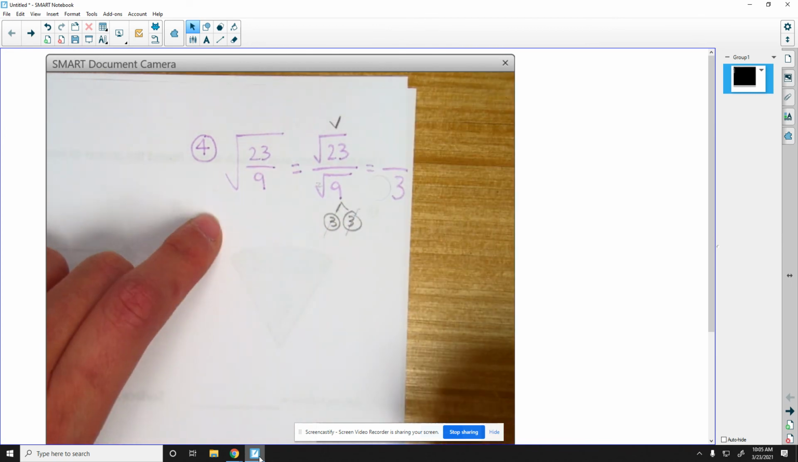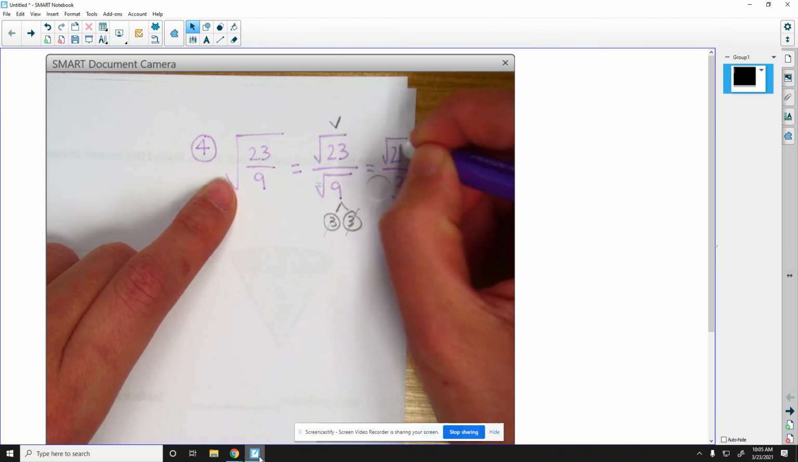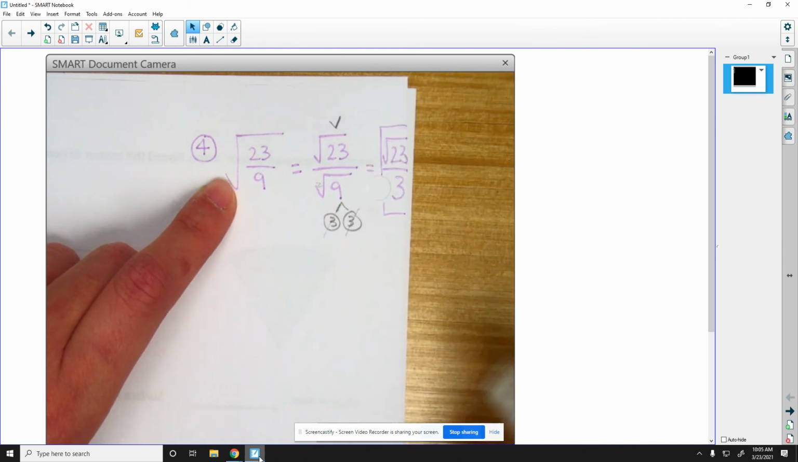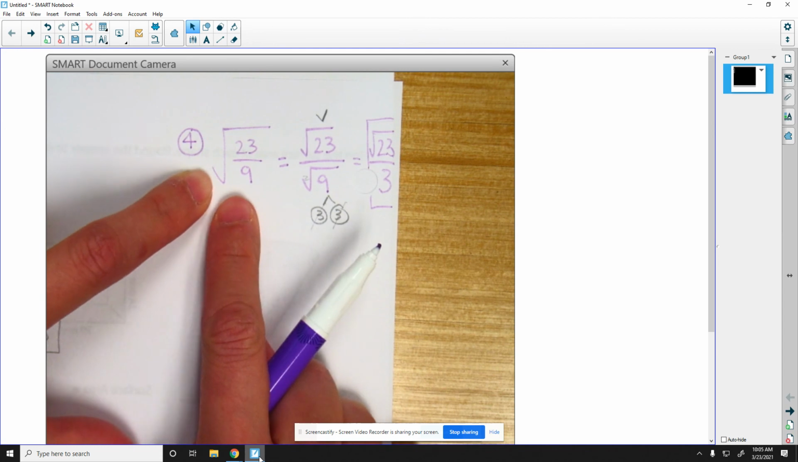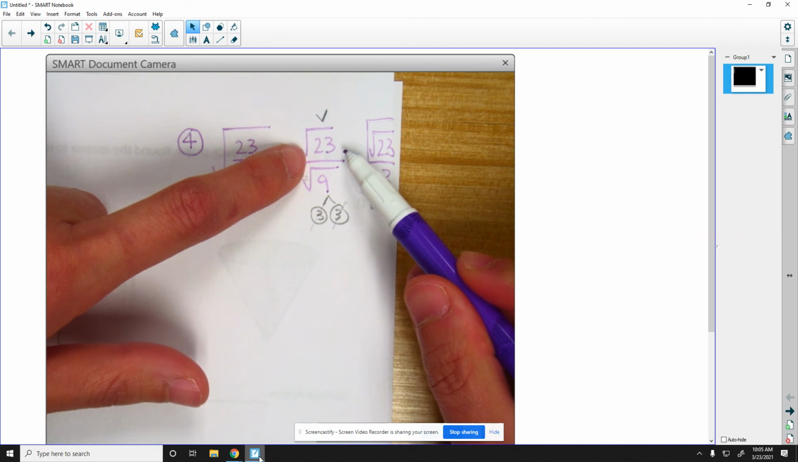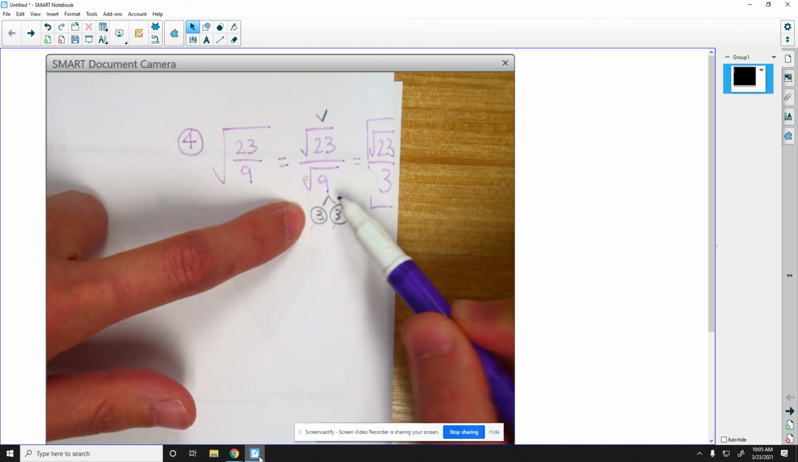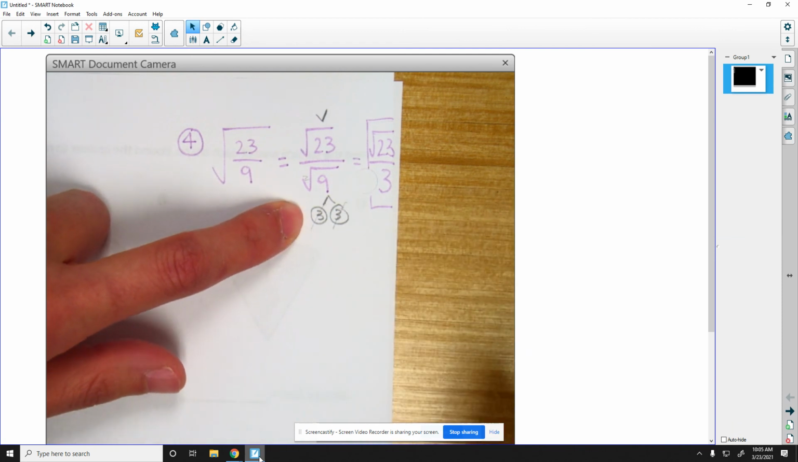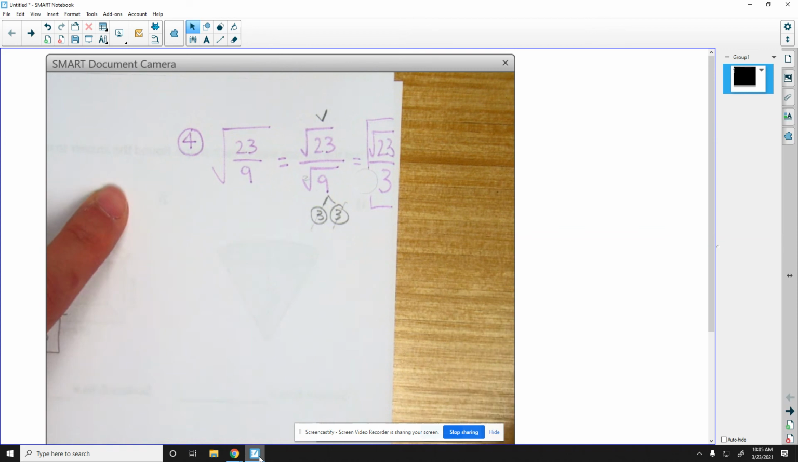The square root of 23, can I break down 23? No. So it's just the same. So do you see how that is my answer? So whenever I have a fraction, I have to distribute the square root to the top and the bottom. And then you just try to simplify the top and then try to simplify the bottom and then be done with it that way. Okay.